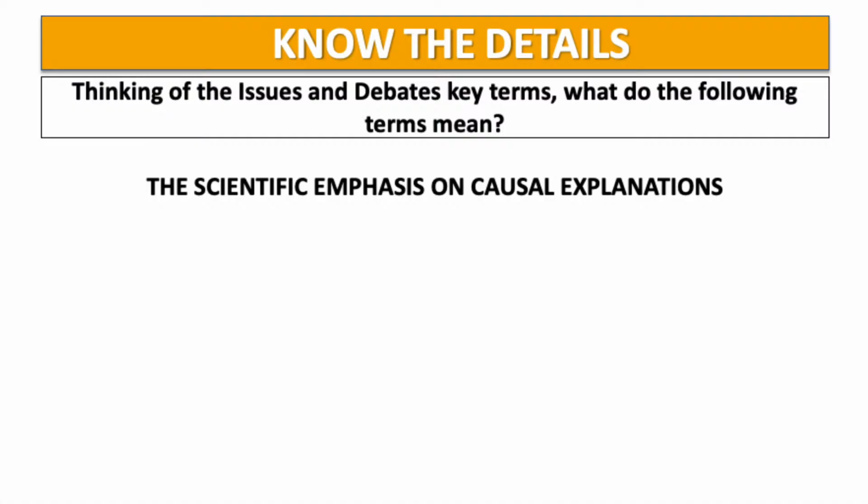The scientific emphasis on causal explanations, misread by students a couple of years ago, read it as casual explanations and wrote all sorts of weird answers. What does that term mean? The scientific emphasis on causal explanations. What are they wanting you to write about there?